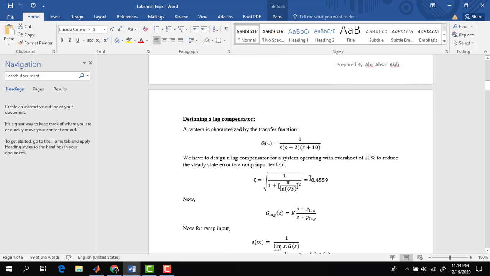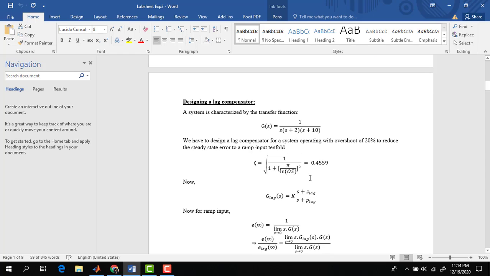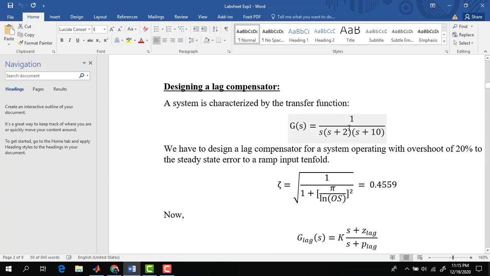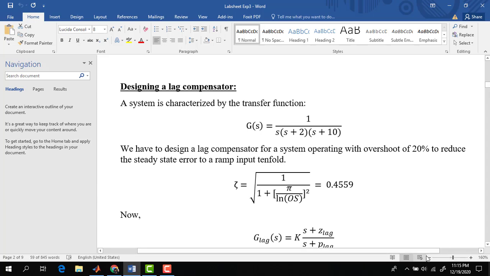Okay, so the first task is designing a lag compensator, and a lag compensator is designed to improve the steady state performance. So it's mentioned here that you have a transfer function like this. G of S is equal to 1 by S into S plus 2 into S plus 10. Our task is that we have to design a lag compensator for the system operating with overshoot of 20% to reduce the steady state error to a ramp input tenfold.